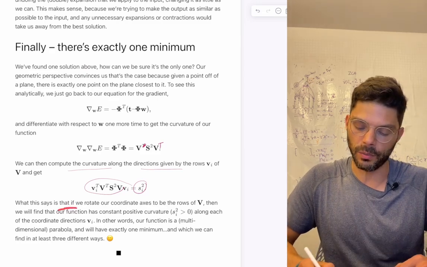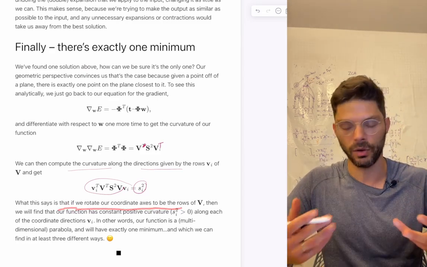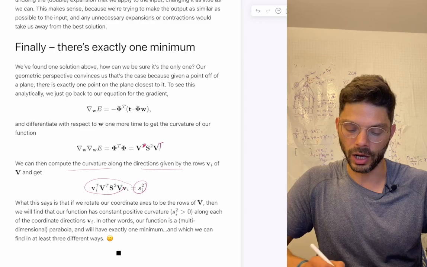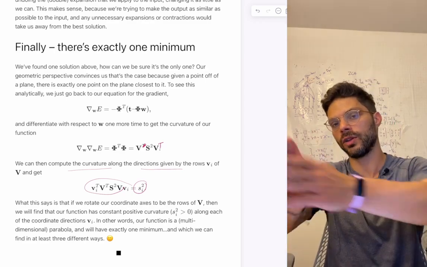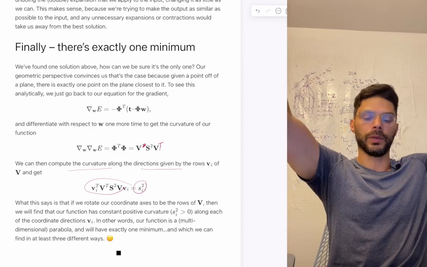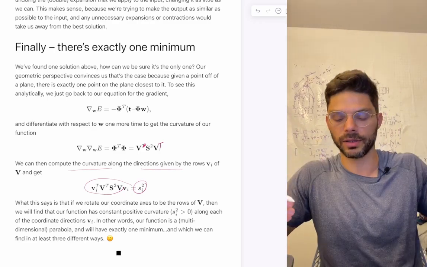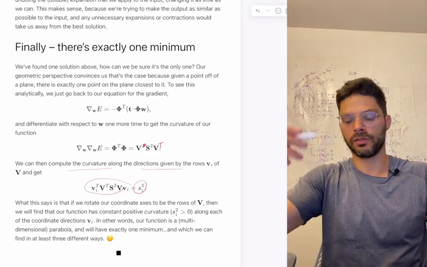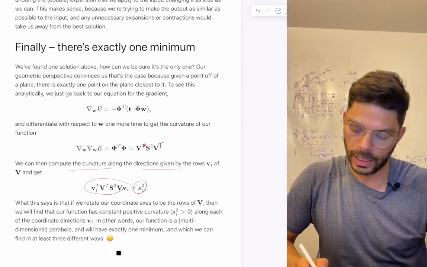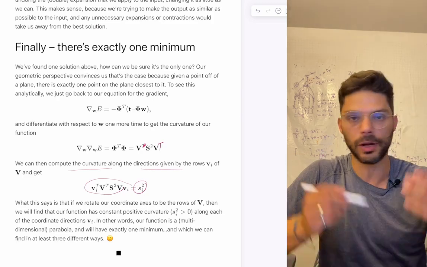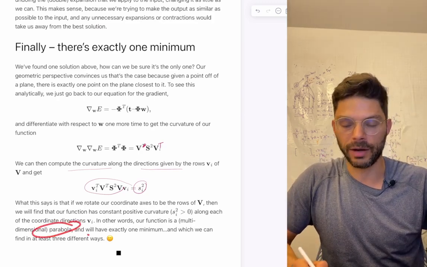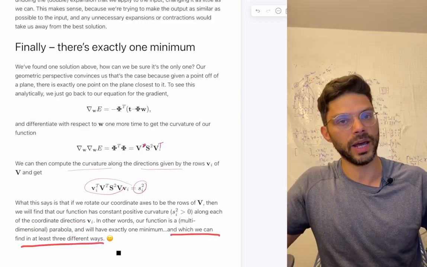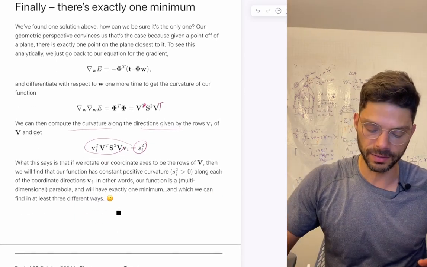So what this says is that if we rotate our coordinate axes to be the rows of V, then we'll find that our function has constant positive curvature along each of the coordinate directions. So if you go along each of those directions, the curvature is constantly positive as you go out all the way to infinity. In other words, what you have is a parabola in this direction, a parabola in this other direction, a parabola in every direction. So overall you have one multidimensional parabola, and it will have exactly one minimum, which we can find in at least 3 different ways, which is what we did. So that's the end of the notes.